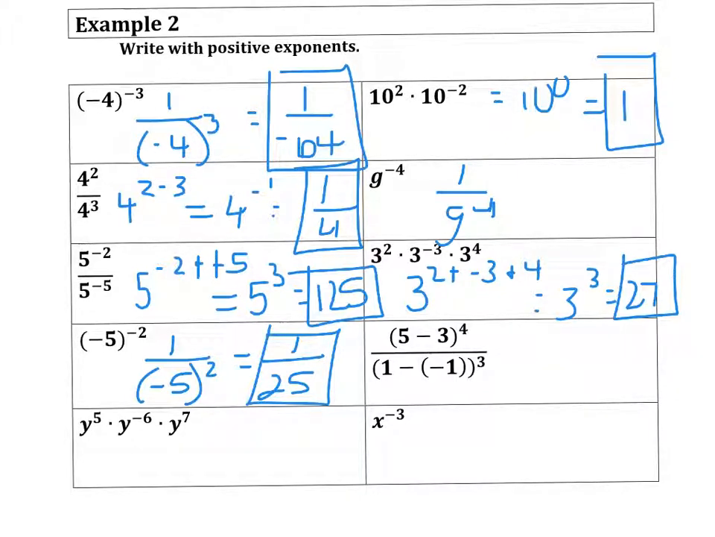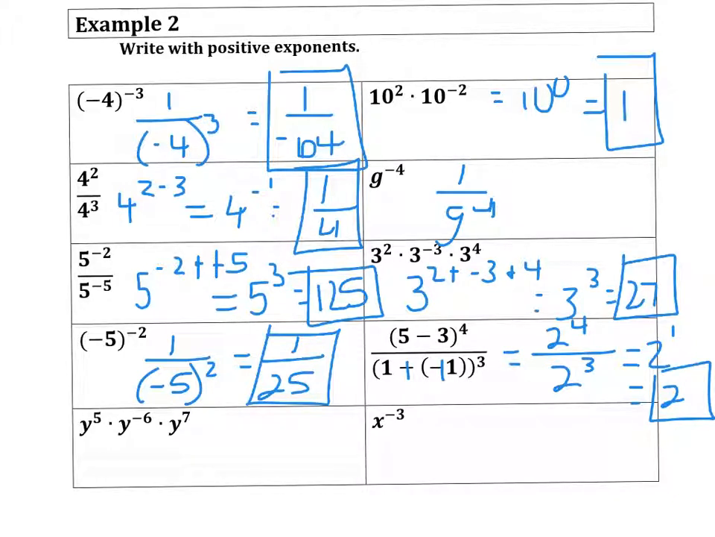In this next one, in the numerator, we would evaluate within the parentheses first. So 5 minus 3 is 2. So we have 2 to the fourth power. In the denominator, we have 1 minus -1, all in parentheses, but those two negatives both become plus, so that also is 2, this time to the third power. So we have 2 to the fourth divided by 2 to the third, which is actually just 2 to the first, or 2.